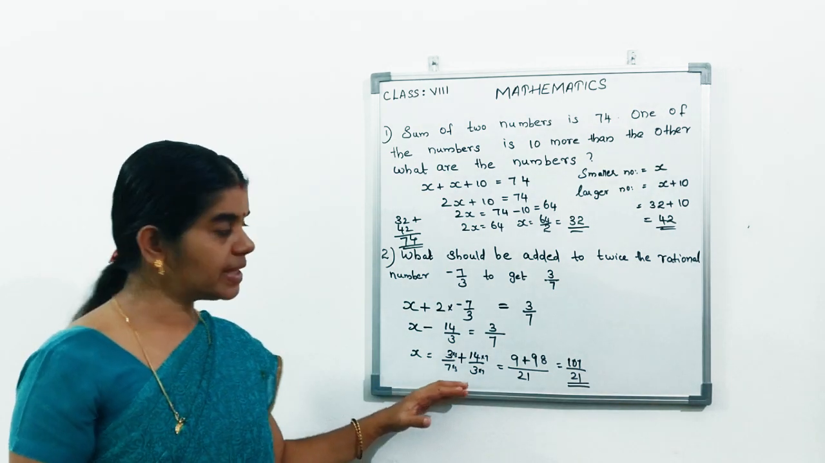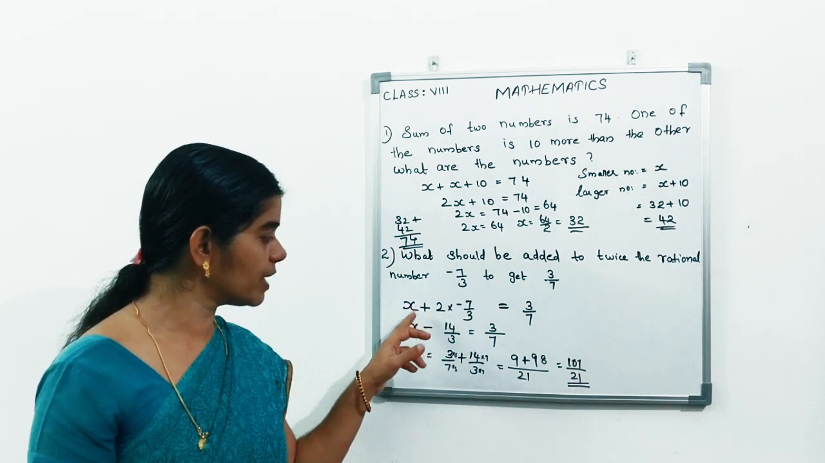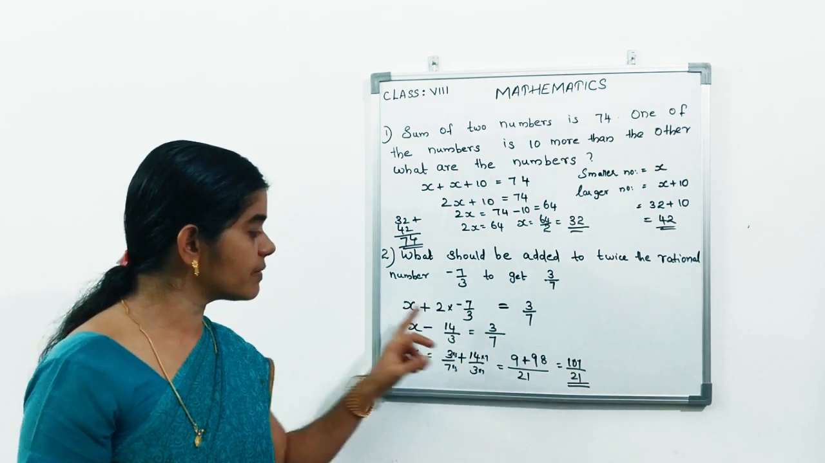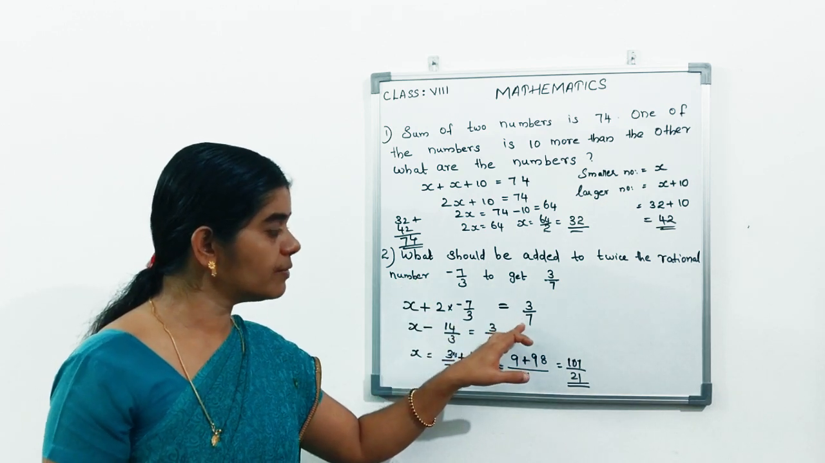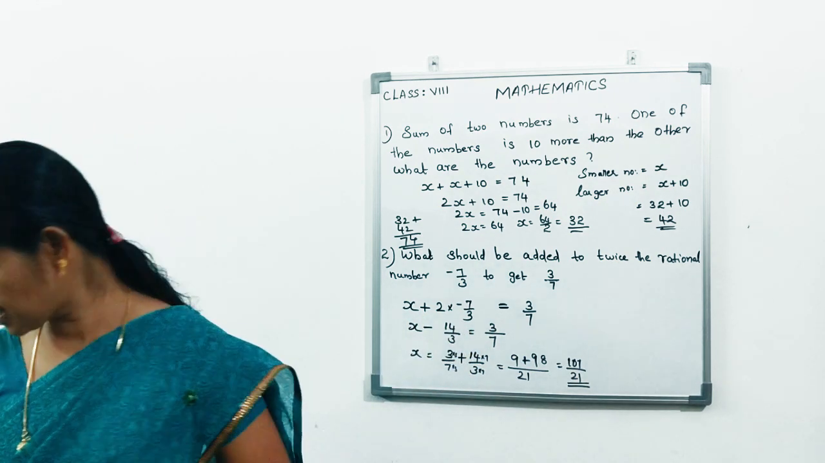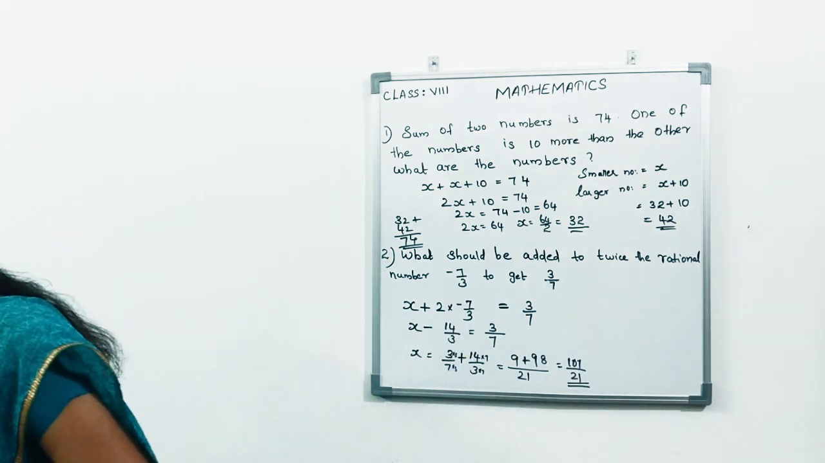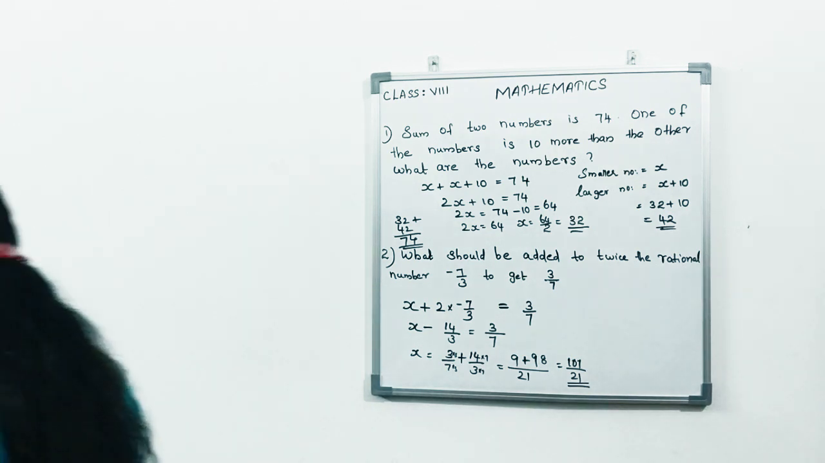Is it clear? If you want, you can check the answer also, whether it is correct or not. If you add 107 by 21 plus 2 into minus 7 by 3, you can check whether you are getting 3 by 7 or not. Then we can do one more question.